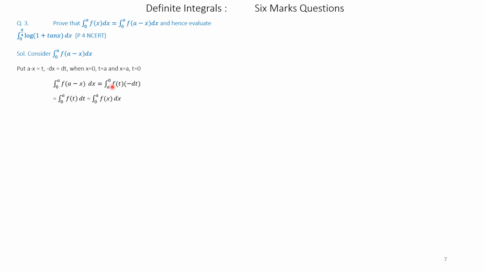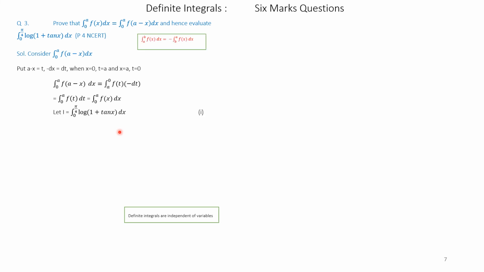Now, if we want to remove this minus sign, we have to reverse the limits. Therefore, it becomes the integral of f(t), which is equal to the integral from 0 to a of f(x). That is, definite integrals are independent of variables. Therefore, we have proved the left hand side is equal to the right hand side. Now we will take up the given function. I is equal to the integral from 0 to pi by 4 of log of (1 plus tan x) dx.